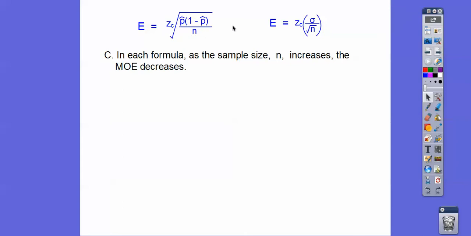In each of these formulas, you guys, as the denominator increases, think of a number. Think like 1 over 2. That equals 0.5. Think of 1 over 20. That's 0.05. If we did 1 over 200, that would be 0.005. So as the denominator gets bigger and bigger, this value gets smaller and smaller. So as the sample size increases, our margin of error decreases.